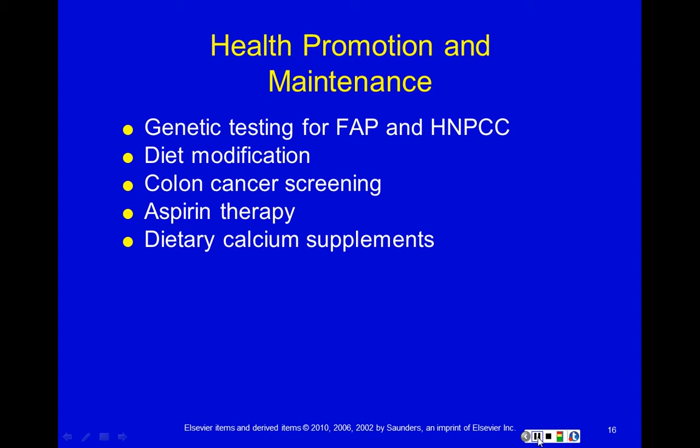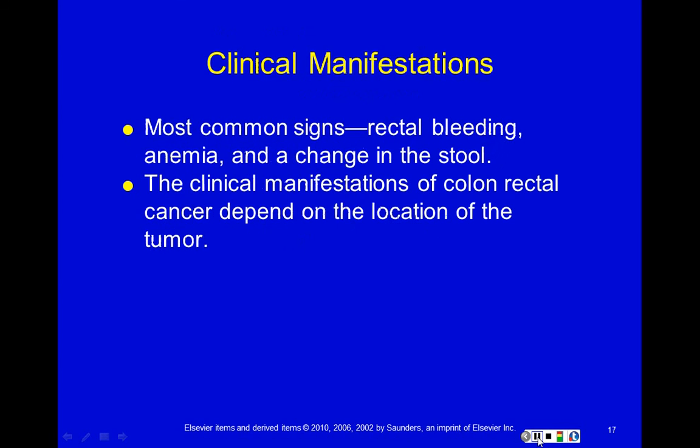The screening should begin at age 50 if the person has no family risk. If the person does have a family risk, then those screenings are going to be done at an earlier age. And once those screenings are started, the person should have the colonoscopies repeated every 10 years. When we talk about supplementation of aspirin and calcium, both continue to be researched for their usefulness in preventing colorectal cancer. So that's something, as I said, that's still being researched.